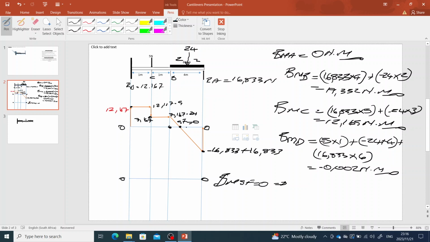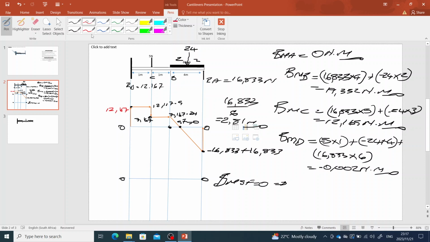Then we need to get the distance from here to there. In getting the distance from there to there, it is going to be this force here, 16,833 divided by the value of UDL, which is 6. Then we get the distance there as 16,833 divided by 6, as 2,81 meters.